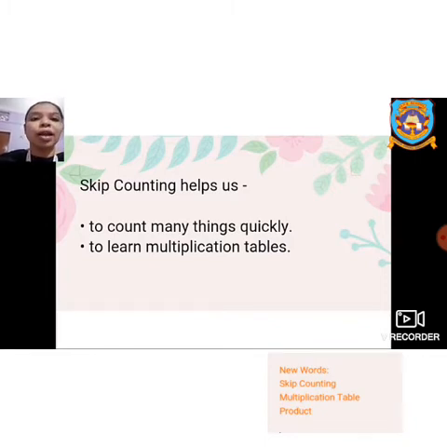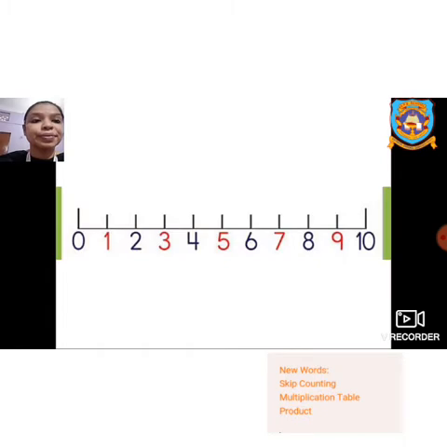So let us find out how it can help us. Now in skip counting, the easier method is using a number line. Okay, so what is a number line? A line marked with numbers is called a number line. This number line you have already got in class 1 also.